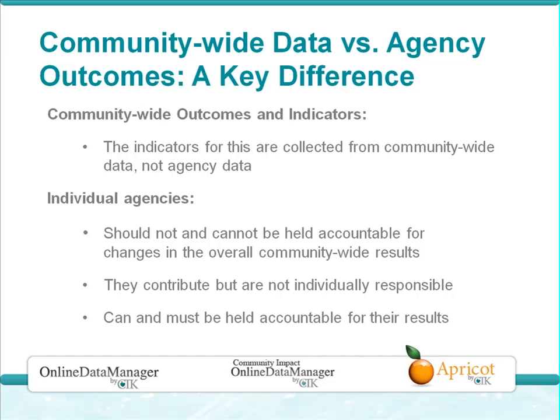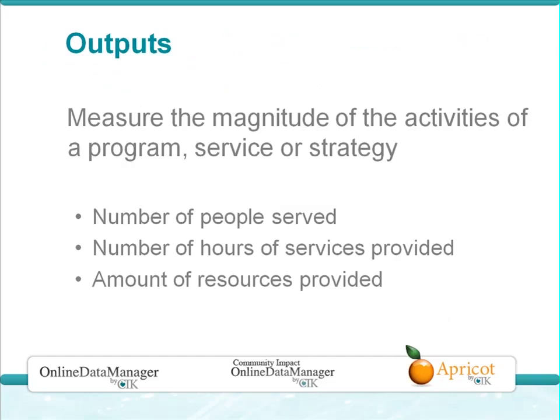So again, if our goal is to reduce the dropout rate in a school district or in our community, we can't hold individual agencies responsible for driving or changing the dropout rate, but we certainly need to hold them responsible for the kids that they work with in their program. So if an agency says that 80% of their kids will graduate on time, then we need to hold them accountable to make sure that they do achieve that goal of 80% of their kids graduating on time.